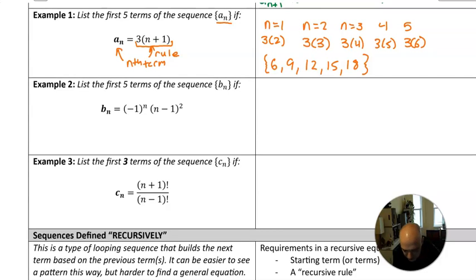That's really it for listing the terms of a sequence. You always start counting n equals 1 because that's the first natural number, and then you keep going unless the question asks you to do something different.